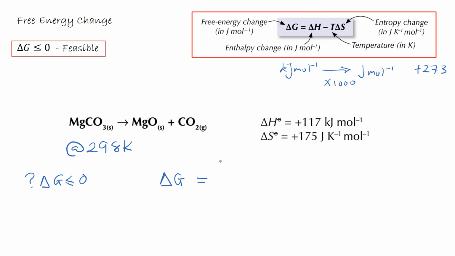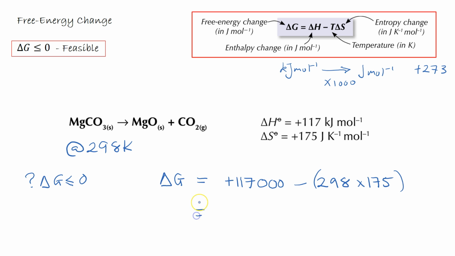We've got the Gibbs free energy is the enthalpy change. So we've got here a value of plus 117. Notice we're in kilojoules, so we're going to multiply that by 1000 in order to get to 117,000 joules per mole. And we're going to take away from this value the temperature, 298, multiplied by the entropy change here, which is in joules per Kelvin per mole, which is plus 175.